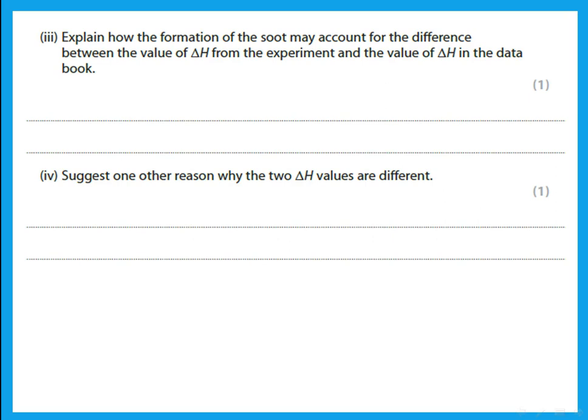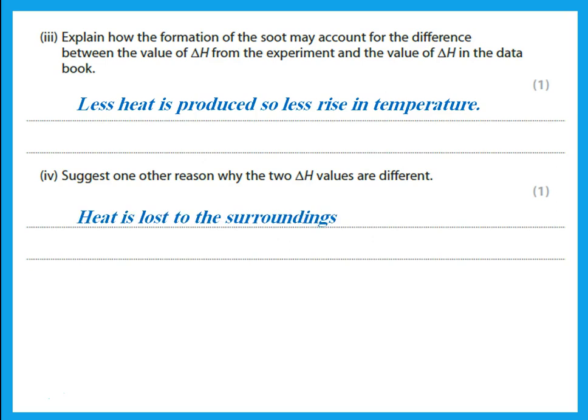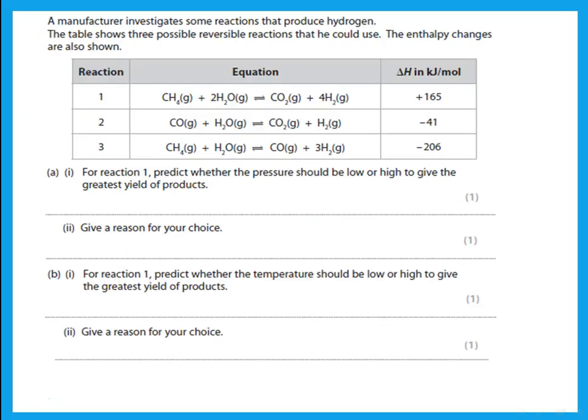Then he says, okay, explain how the formation of the soot accounts for the difference between the value of delta H from the experiment and the value of delta H in the data book. So how does this account that my value for delta H is different from what it should be? This means that less heat is produced. If there is incomplete combustion, there is less heat produced, so there is less rise in temperature. So one reason for the lower value of delta H is the fact that there was incomplete combustion, so there is less heat produced. Now, suggest one other reason why the values are different. Remember that some of the heat is usually lost to the surroundings. When we burn the butane, not all of the heat is used to heat up the water. Some of it is lost to the surroundings, so we have less rise in temperature.